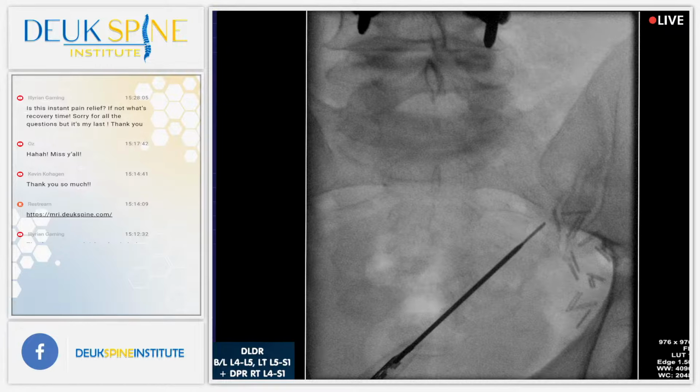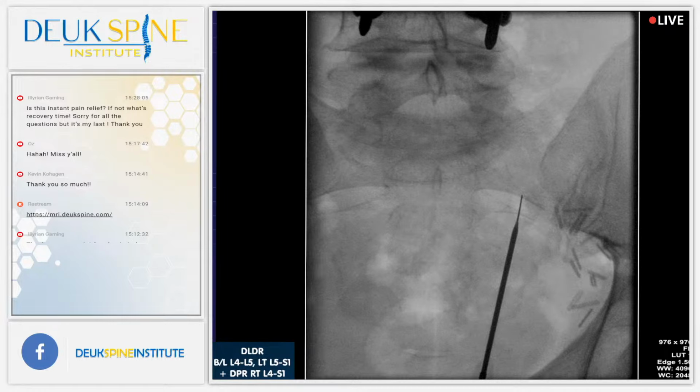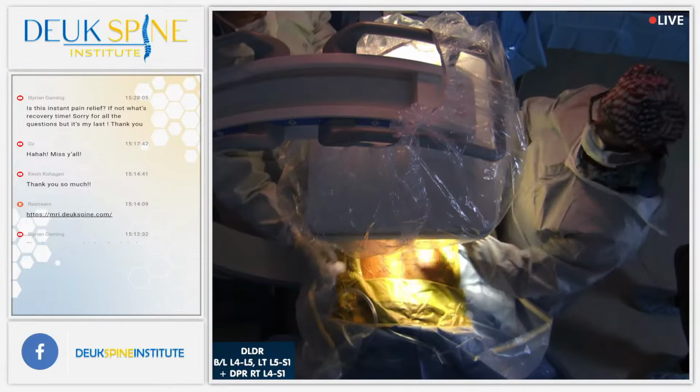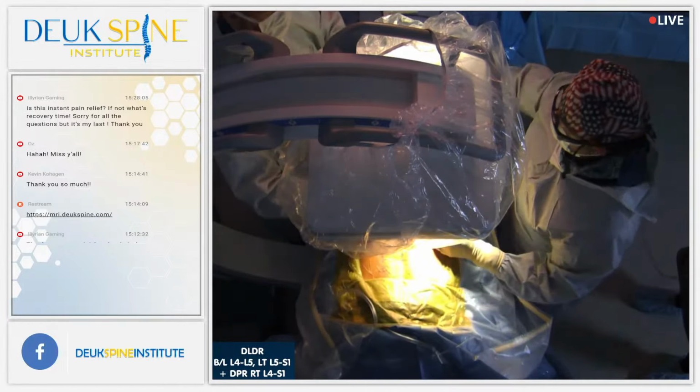Right now what I'm doing is I'm also cauterizing the nerve called the middle cluneal nerve, and that's also known to be responsible for transmitting the SI joint pain. So that's another significant advantage of this technique. All right. Yeah. All done. Thank you. Thank you.